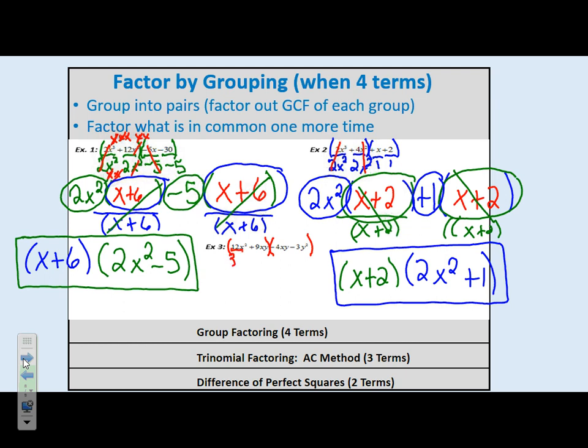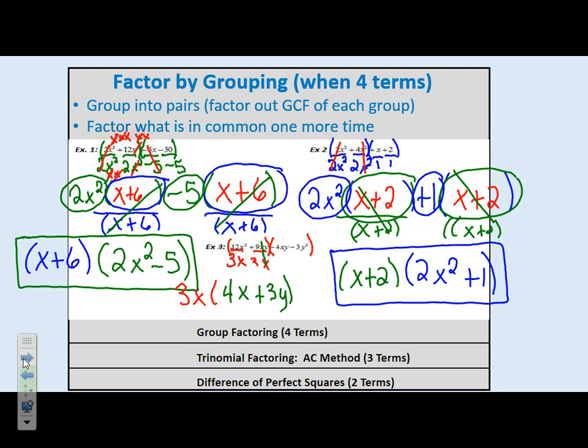So I'll take out a 3 on both of these. Now I have an x squared and an xy. Well, the only variable they have in common is x, so I'm going to take that out. So in front I'm going to have 3x. Inside, if I divide this, I'm going to get 4x plus 3y. My x's are going to cancel. 9 divided by 3 is 3, and then I had that y left over.